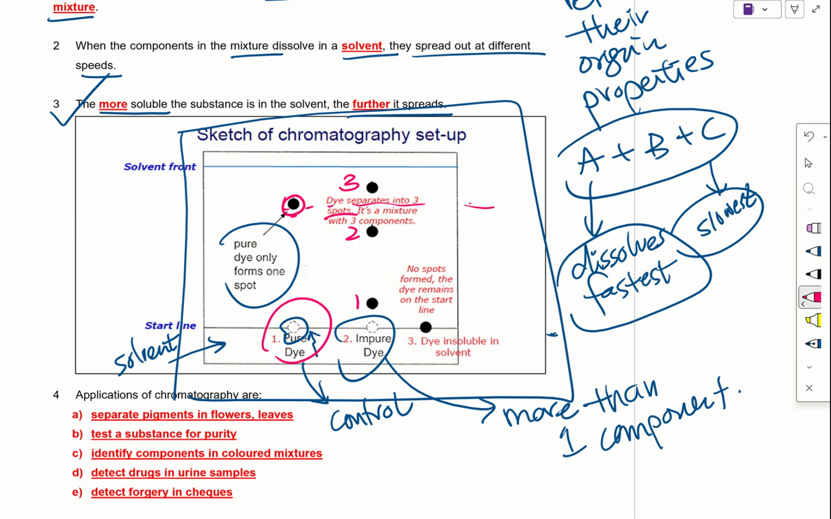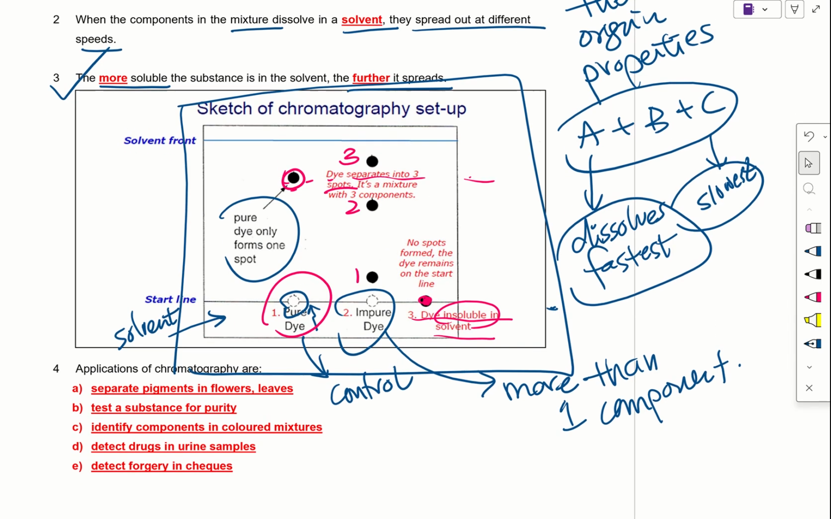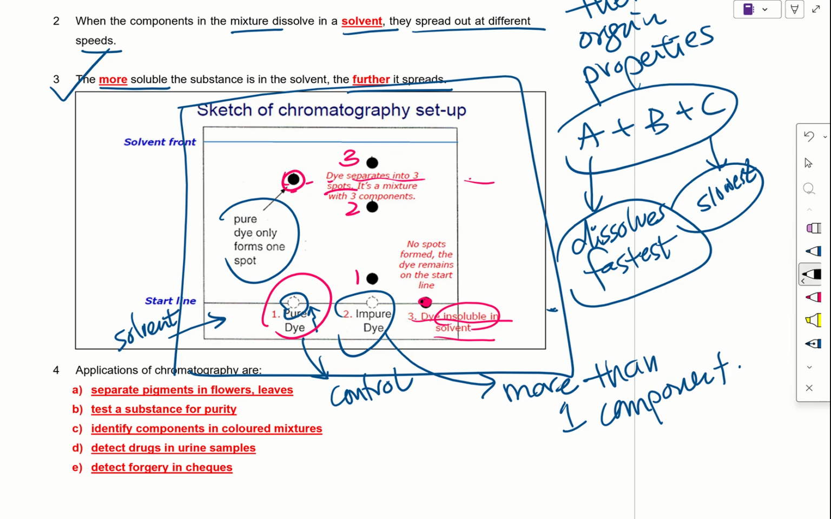And how about a dye insoluble in solvent? It will still remain over here, so there won't be any spots. Now, let's say in the impure dye there is also a signature here which aligns perfectly with the pure dye, which acts as a control. So we know that the impure dye has, other than the pure dye's component, 3 other spots. Then we have to find out what these 3 are.